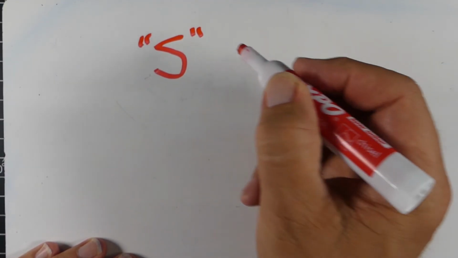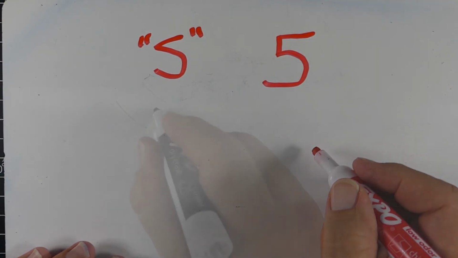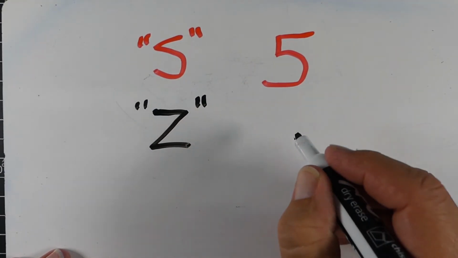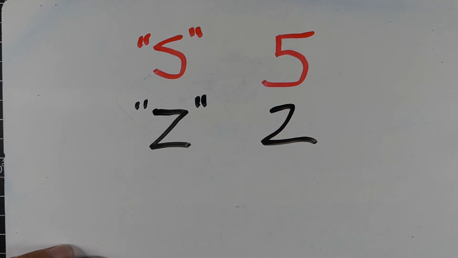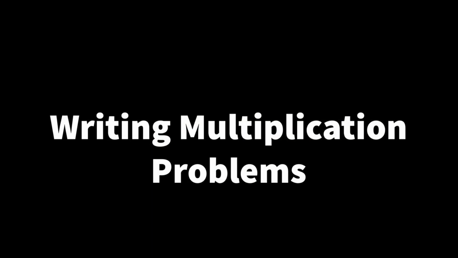I try to avoid using S, and I try to avoid using Z, because when I get sloppy with my writing, the S looks like a 5 and the Z looks like a 2.